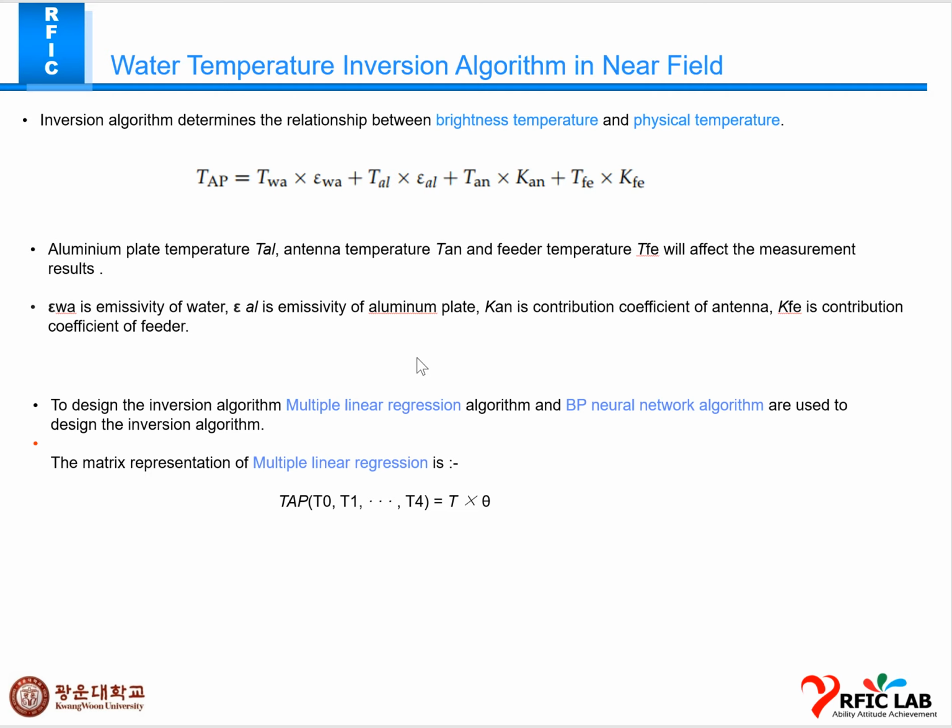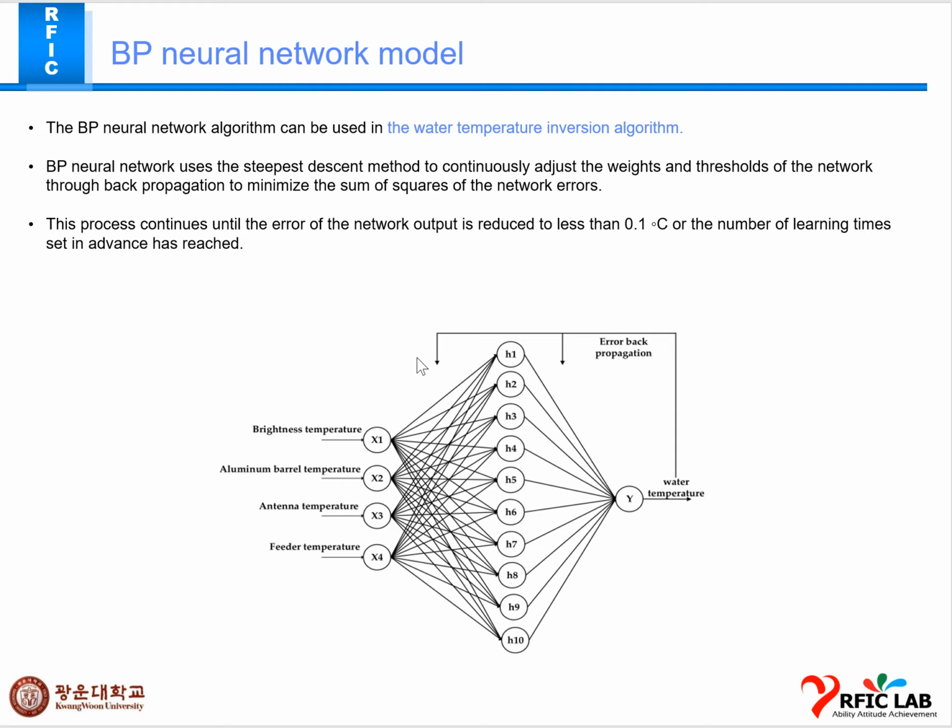In the multiple regression algorithm, this is sample data, for example, for measuring the aluminum plate temperature. This formula has been used. And then a BP neural network model. In this BP neural network algorithm, water temperature uses the inverse algorithm. This is the figure of the neural network model.